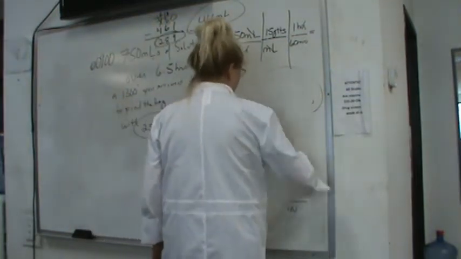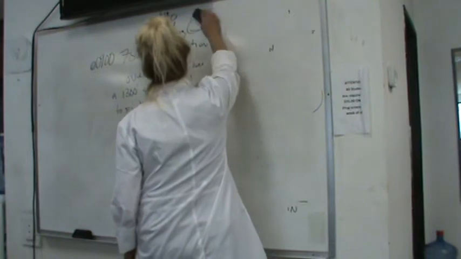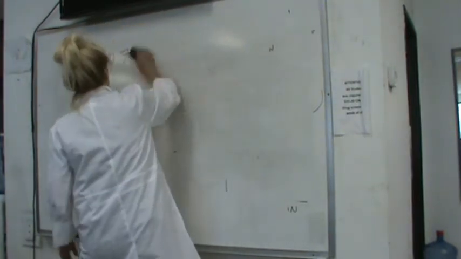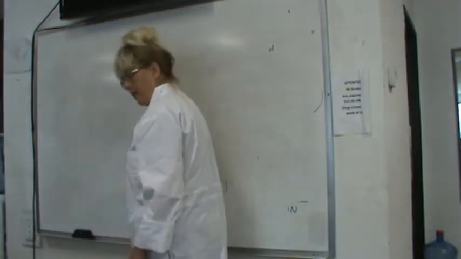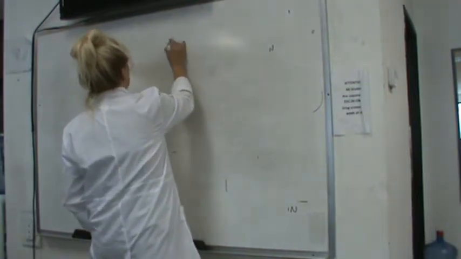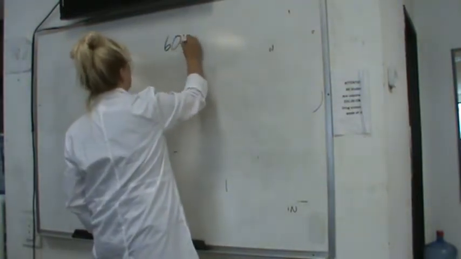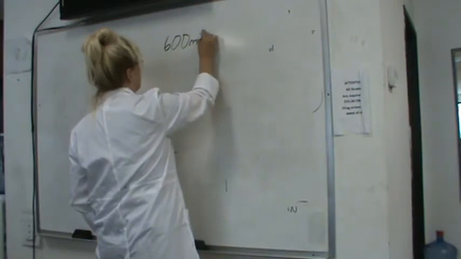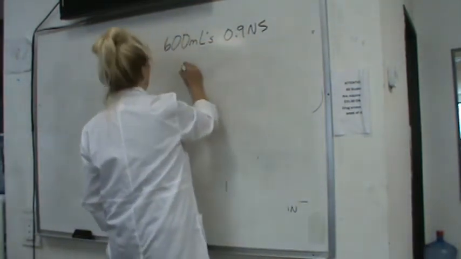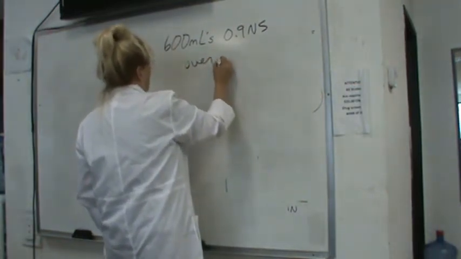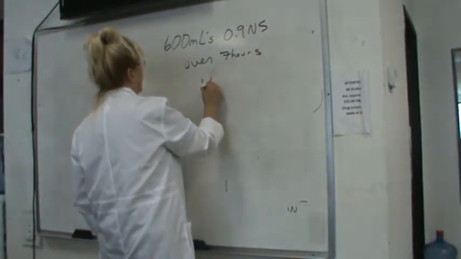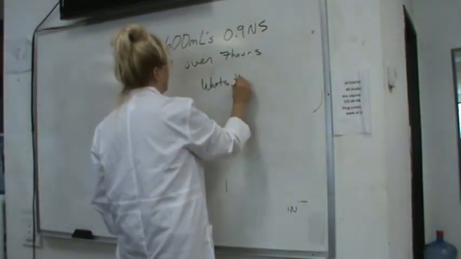Let's do another one, okay? Let's make it a good one that you guys feel good about yourselves on. Okay, let's do another problem. One more. Here we go. All right, we're going to infuse 600 mLs of 0.9 normal saline over 7 hours. What's the drip rate? Here you go. What's the drip rate?